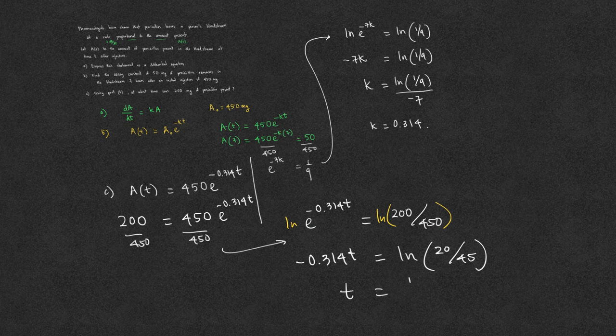t is ln of 20 over 45 divided by negative 0.314. We then input this into a calculator and obtain 2.58. This is the number of hours. It would take roughly 2.58 hours to have 200 milligrams of penicillin remaining if 450 milligrams was injected.